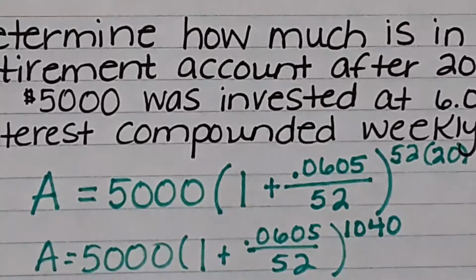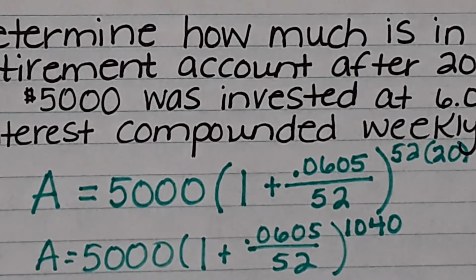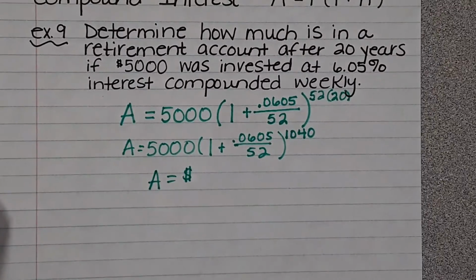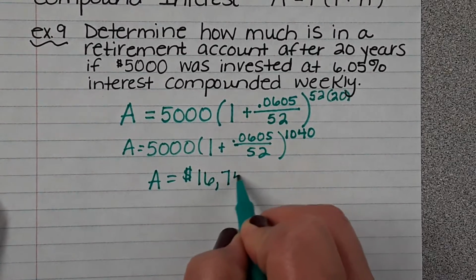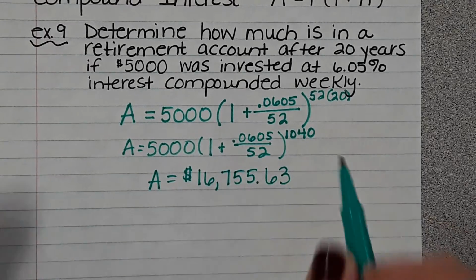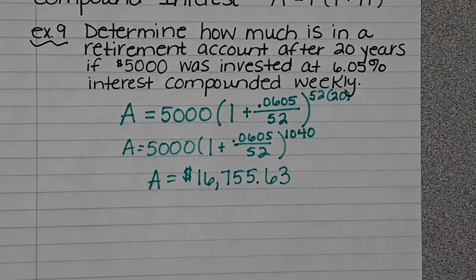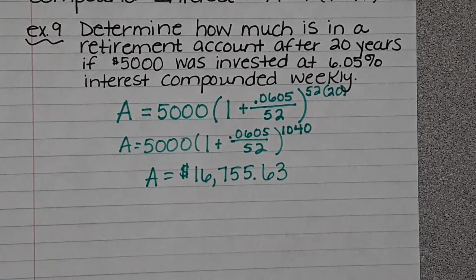Okay, so this comes out to be, because it's asking you for money, and we should probably round because we're asking you for money, it's going to be $16,755.63. So after 20 years, we put $5,000 in and we just let it sit for 20 years. This is how much money we would have at the end of 20 years.